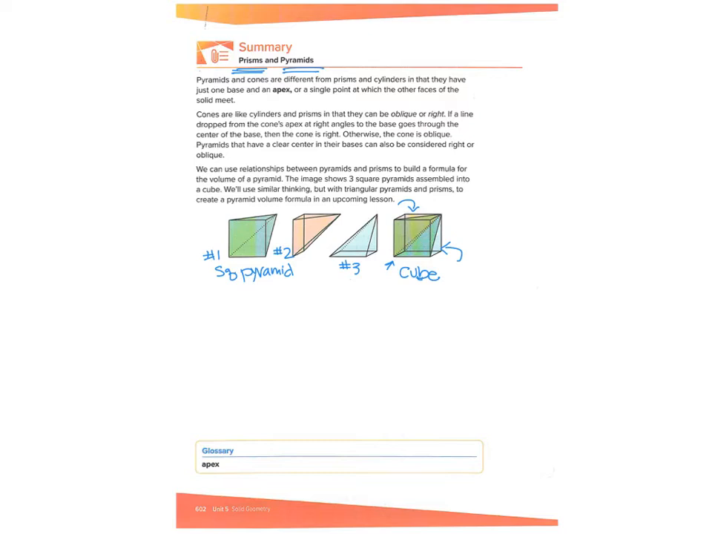And so one of the things we're going to learn in the next lesson is the volume of a prism. Actually, we already know this. The volume of a prism is the area of my base times my height. But for a pyramid, we're going to find that the volume is 1/3 times the base of the pyramid times the height.